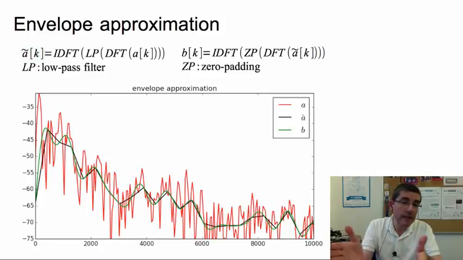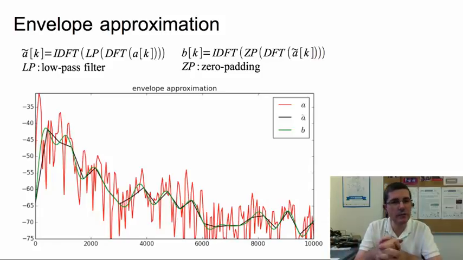Then we might need to extend the signal in order to generate the same number of samples, or the same sampling rate, as the signal that we started with.